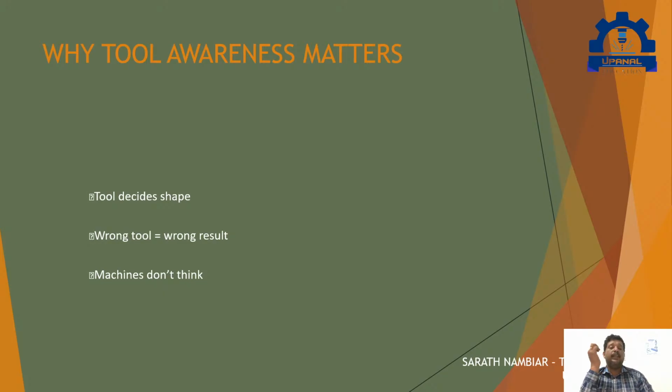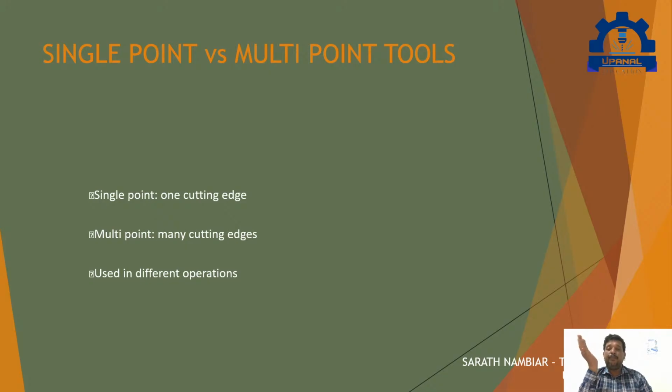First, let's talk about single-point and multi-point cutting tools. As shown, some tools have only a single point. If you have seen a lathe, you could have seen that one tip will be there, and that tip will be removing the material. Such tools which have only a single cutting edge are mostly used in turning only.